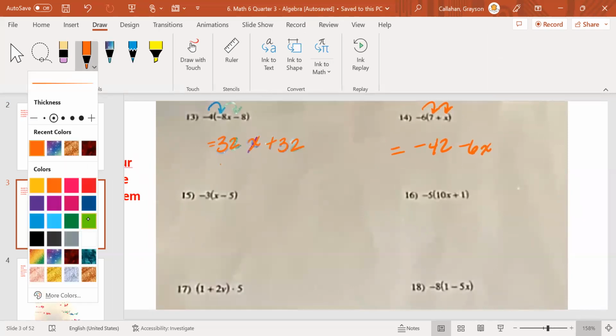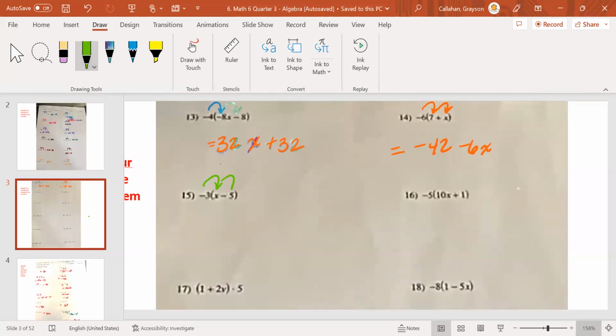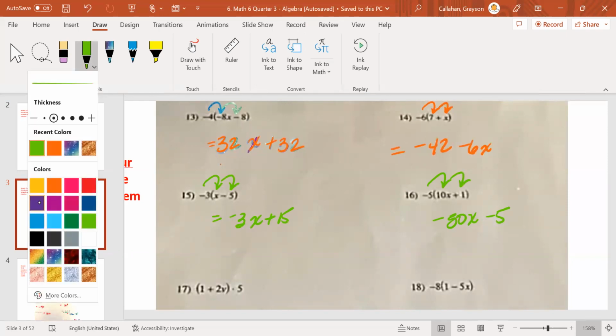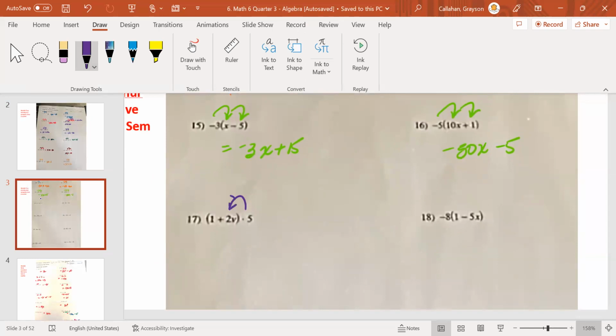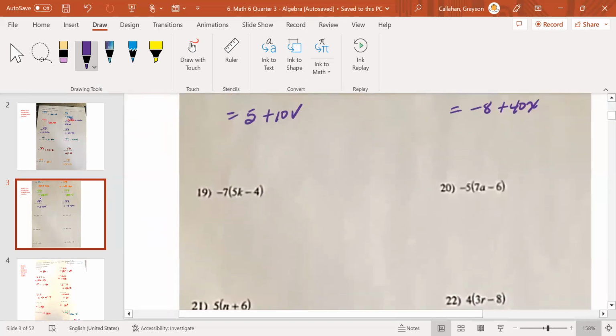Number 15, distribute that negative 3, you get a negative 3x plus 15. Number 16, distribute that negative 5, you get a negative 50x minus 5. Number 17, we're again working backwards. So you will have a 5 plus 10v. Number 18, we're going to have a negative 8 plus 40x.